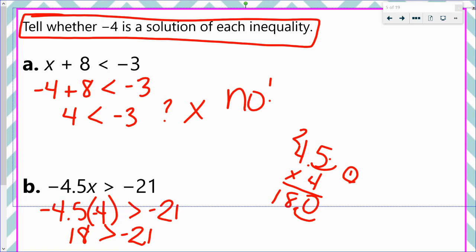Now, I'm going to ask myself, is 18 greater than -21? And yes, it is. So what that means is that -4 is a solution to -4.5x is greater than -21. Okay, so again, there's tons and tons of solutions. And we're just testing out -4. That's the one solution we're testing.